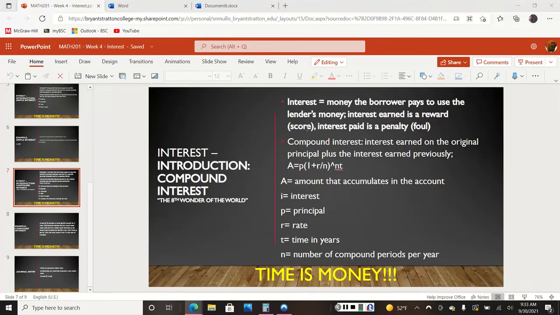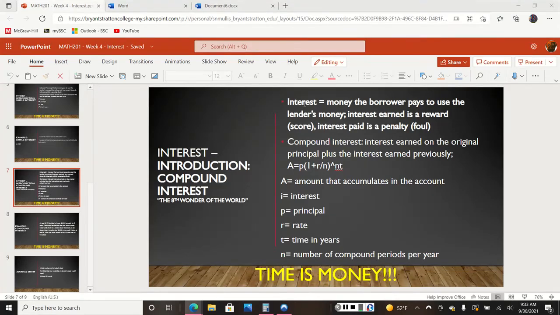So again, I'm going to start off with the definition of the word interest. Interest is money that the borrower pays to use a lender's money. Again, interest earned is a reward. So that's just like you're scoring a touchdown, you hit a home run, you scored a 3-pointer. Interest that you pay is like a penalty or like a foul or a violation. So you want to collect as much interest as the interest that you pay out.